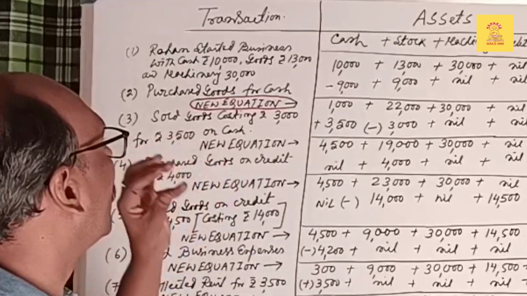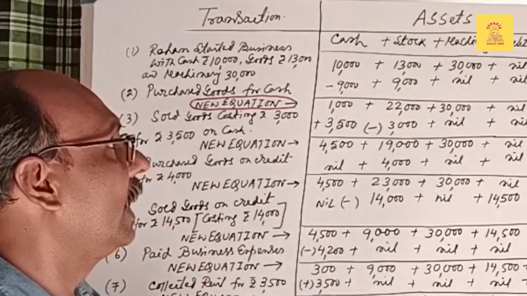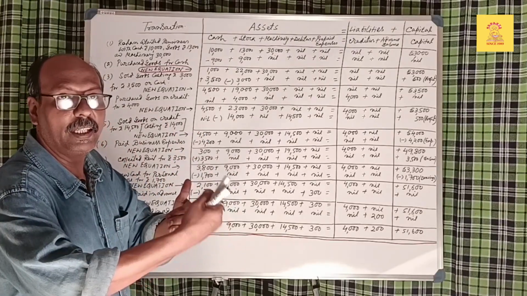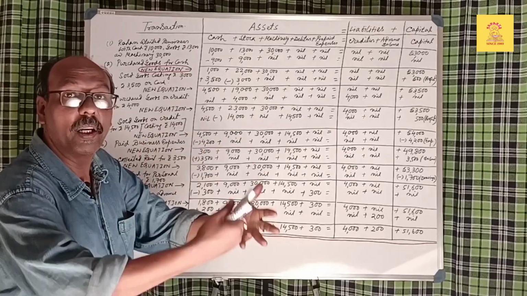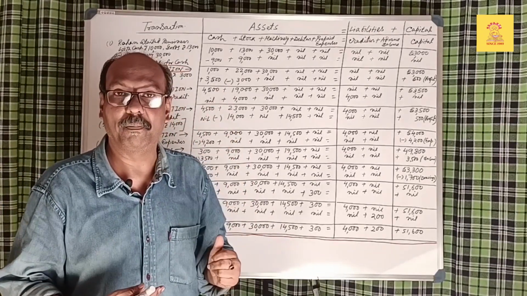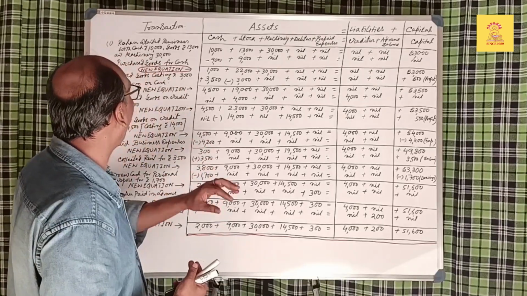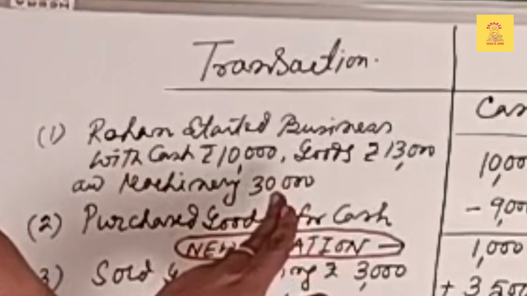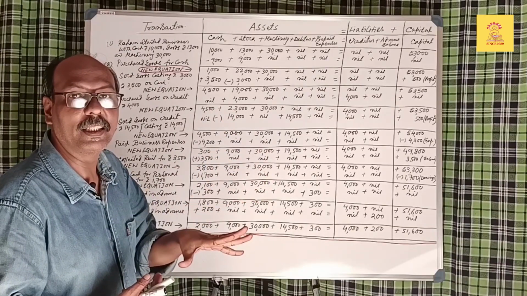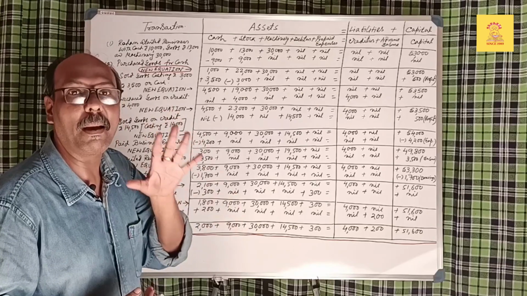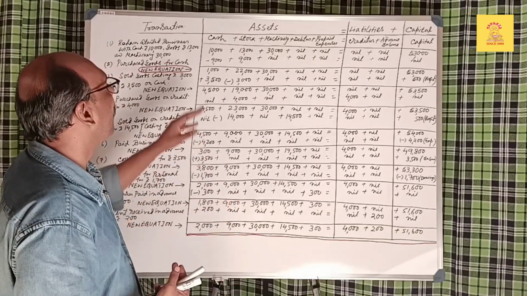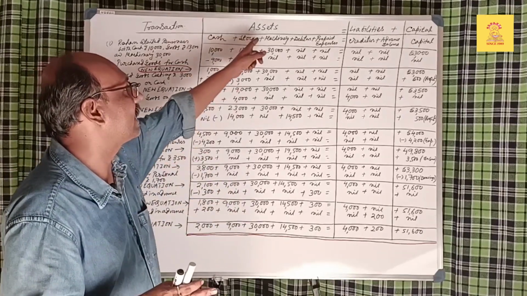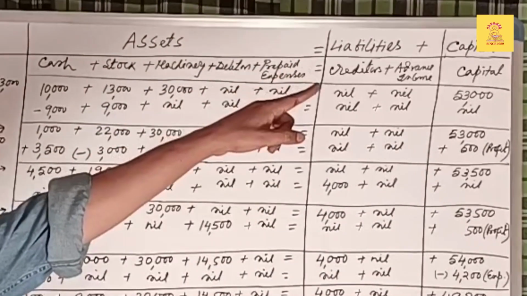So here Rohan started a business. That means he puts something into his business, which increases his ownership or proprietorship, in the form of cash, goods and machinery. That means he puts something into the business, which is termed as capital. So we know that in the accounting equation, assets equal liabilities plus capital.